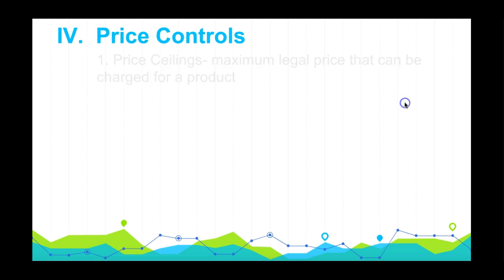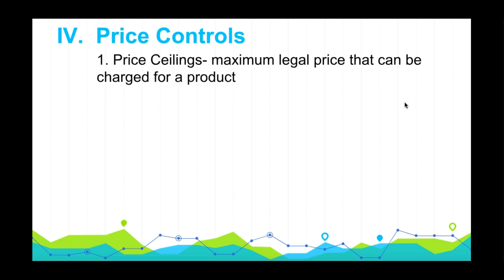A price ceiling, by definition, is the maximum legal price that can be charged for a product. Just like the ceiling in a room, you can't go any higher than the ceiling. So we're trying to keep the price below that. It's best if I give you an example.